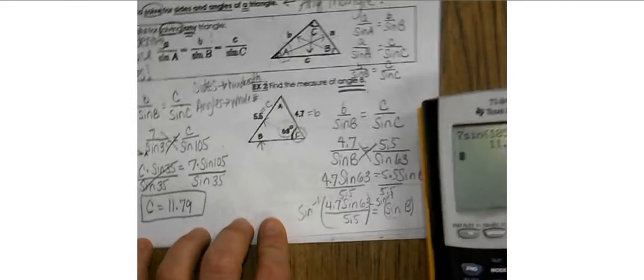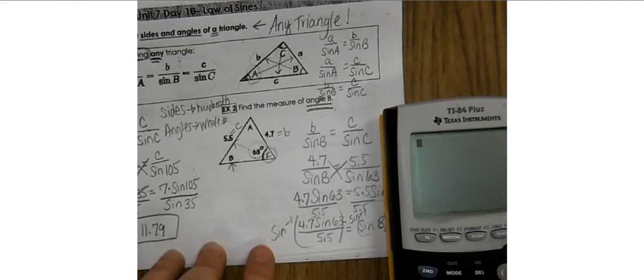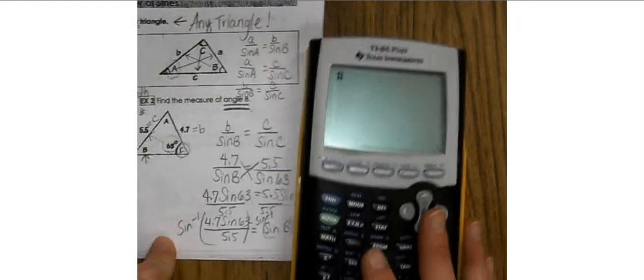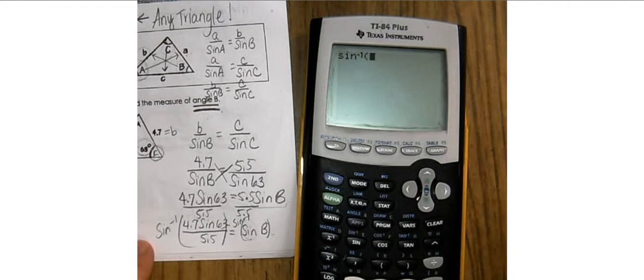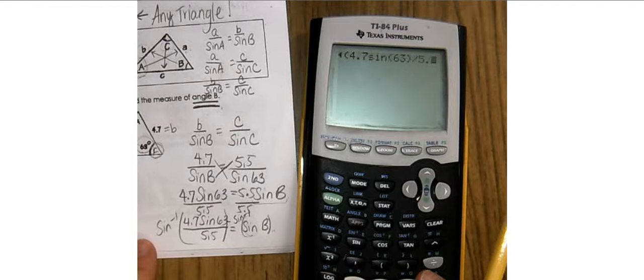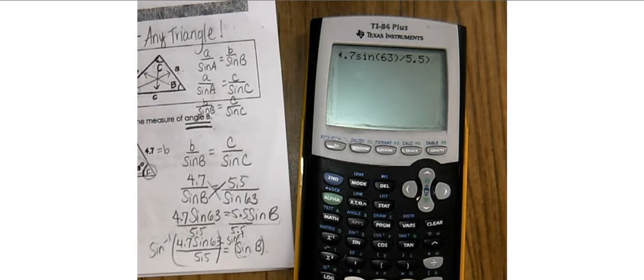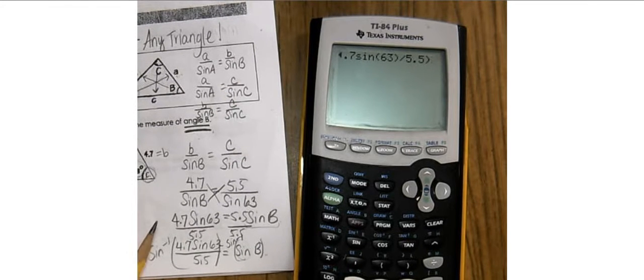And I'm going to put that into my calculator exactly as I see it. So I'm going to press second sine, so I end up with sine inverse. And I'm going to put 4.7 times the sine of 63, closing my parentheses, then dividing by 5.5. I'm going to close my parentheses to establish I'm taking the sine inverse of that entire quantity, and then I'm going to press enter, and I end up with 49.58.